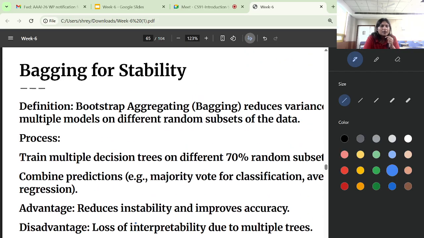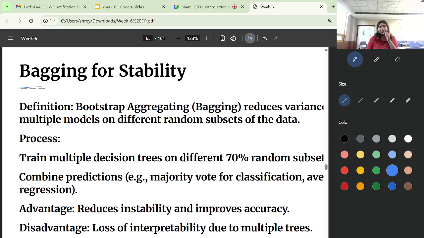Another important thing is bagging. The question is, if you change some amount of data after training, it can lead to different types of trees, because each row contributes to creating this tree. If I remove one row, the probabilities will change, and obviously your tree and your splits will change. So the concept of bagging comes into the picture.